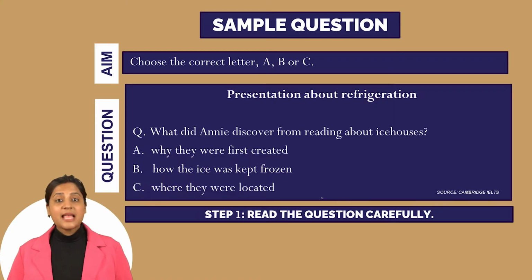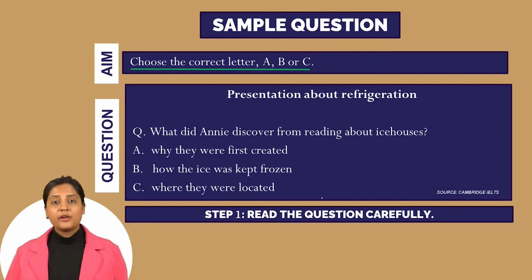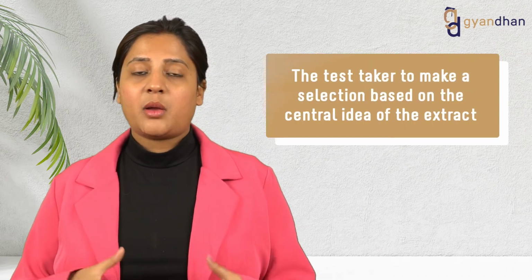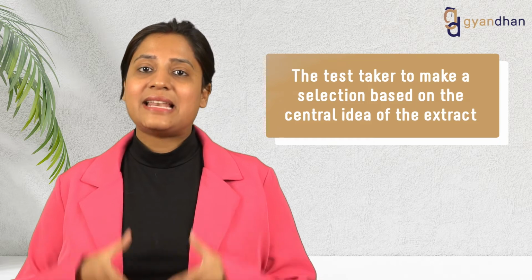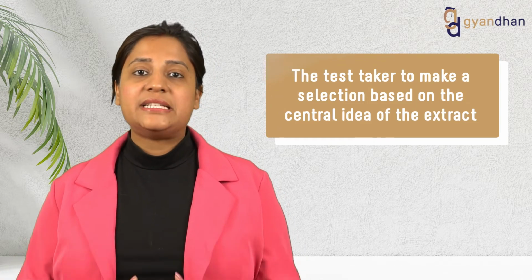Let's look at the steps we need to follow in this technique. Here is a sample question to demonstrate the efficacy of the technique. The first part of the question is the aim. We need to choose the correct letter, A, B or C. It is a multiple choice question. MCQs can require specific information or gist in order to answer them. This one presented here requires the test taker to make a selection based on the central idea of the extract.